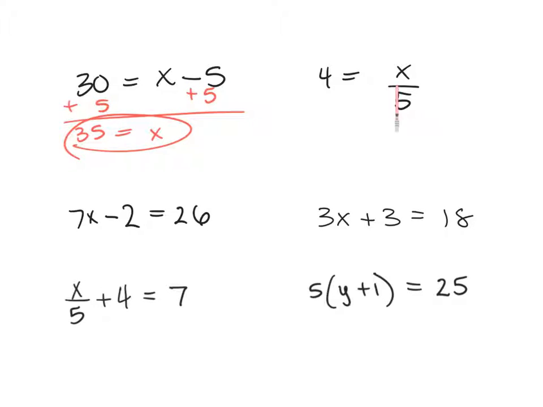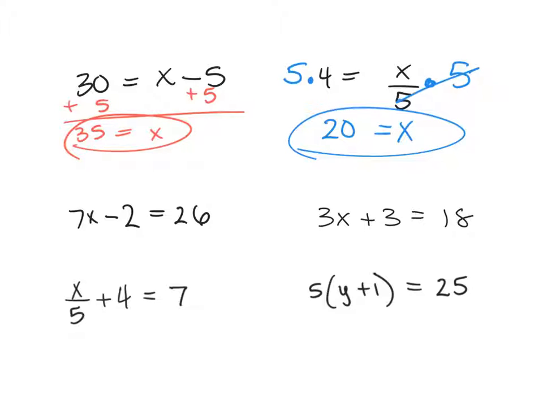Okay, let's look at the second one, which is the one up here with the 4. What is being done to x right now? Being divided by 5. How do I undo that? You do 5 times 4. Nice. X is being divided by 5, so to solve, I am going to multiply by 5 on both sides. When I do that, I get x alone, and x is 5 times 4, which is 20.